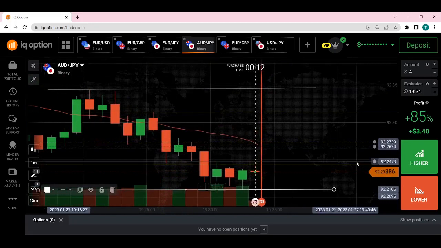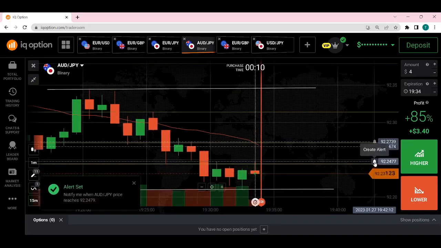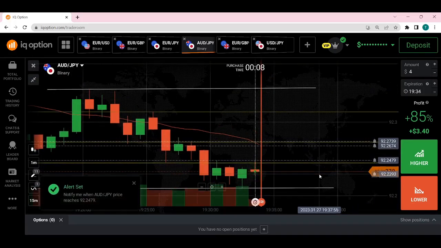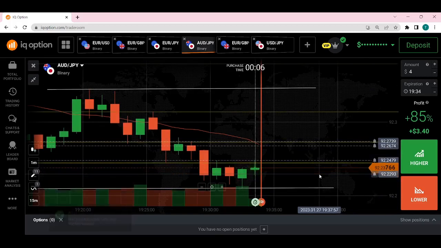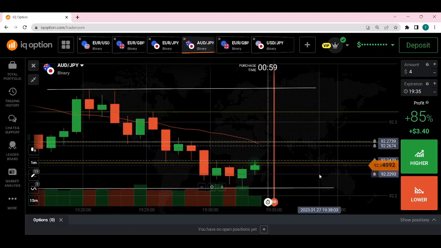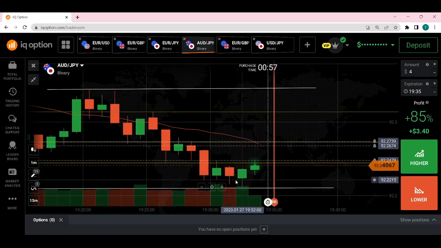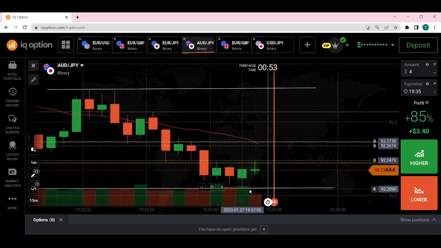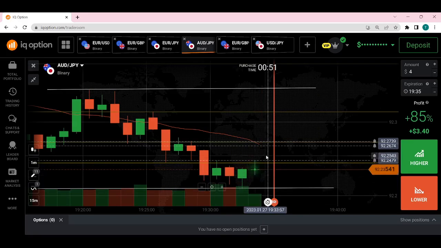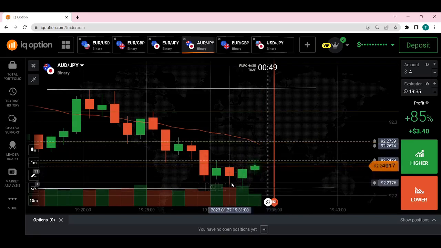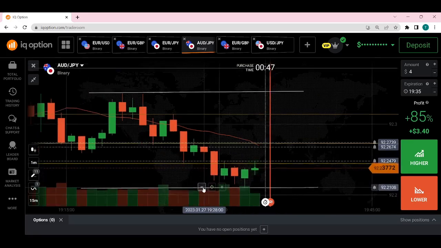This point entry is good, but I have to wait to capture the good entry. Here, no, the reversal has started. You can see in the volume also, the volume has started increasing. So there is a force in the upward direction. So I have to wait.